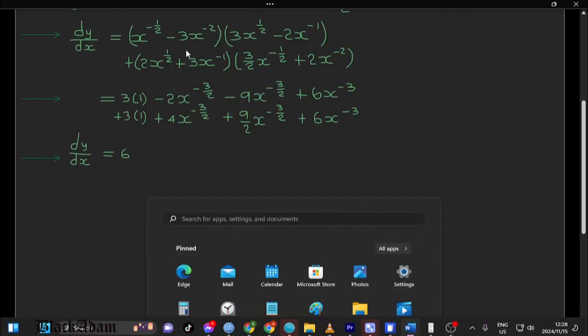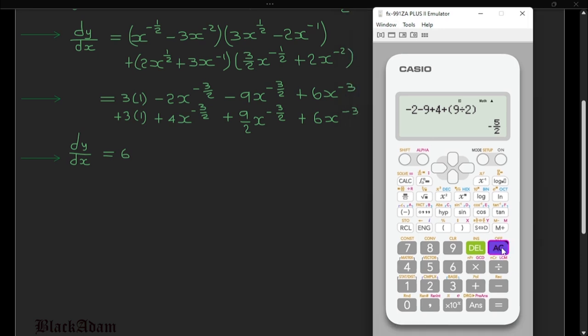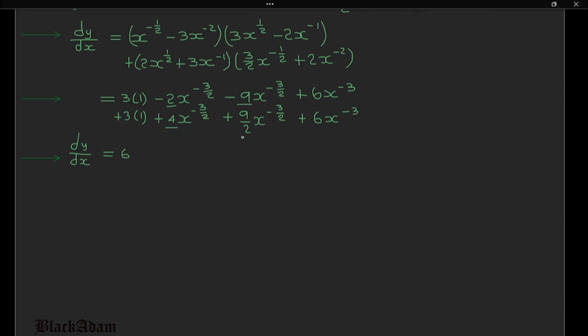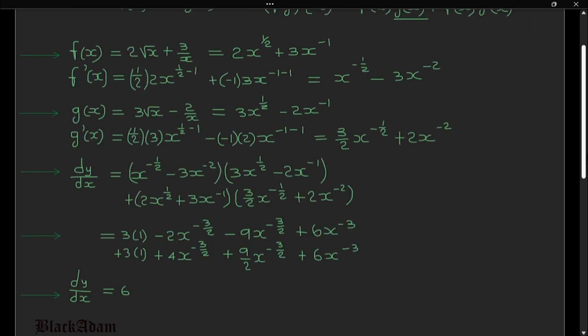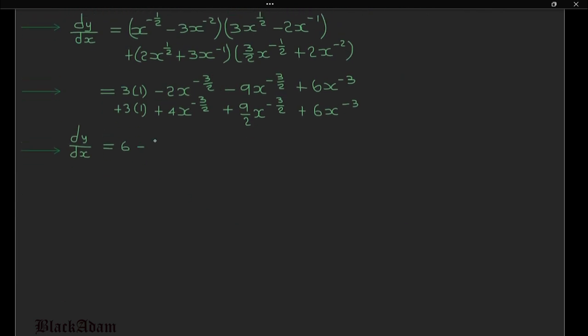You can use your mind if you don't mind. So this is a calculator, and then we have negative 2, negative 9 plus 4 plus 9 divided by 2, which gives us negative 5 over 2. So we have there that plus that gives us negative 5 over 2 x to the power negative 3 over 2, and then that plus that gives us 12x to the power negative 3. So that's our final answer.